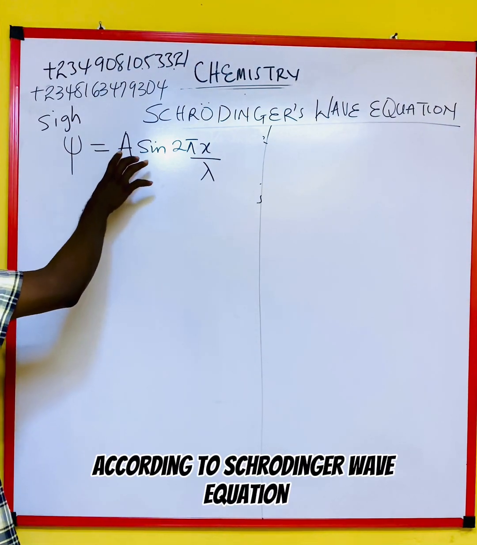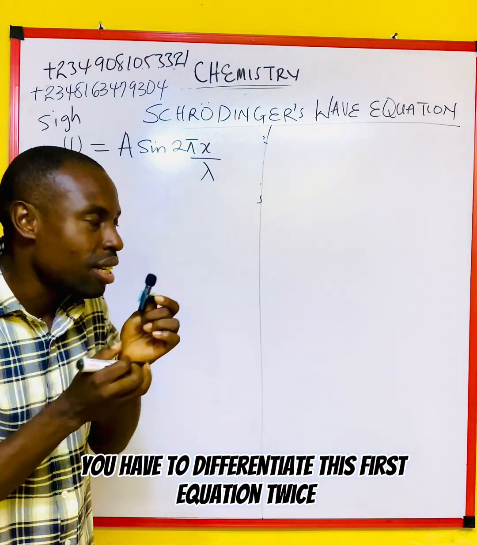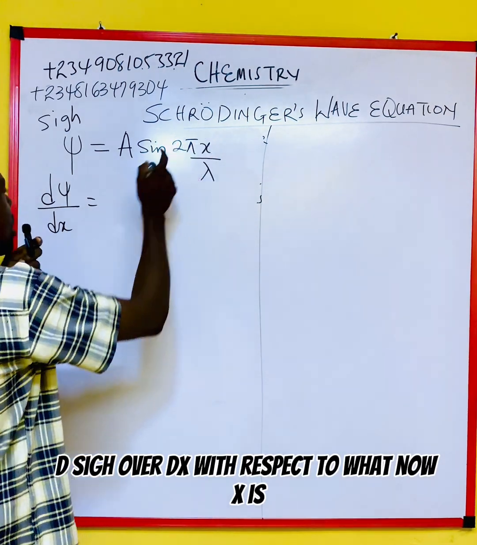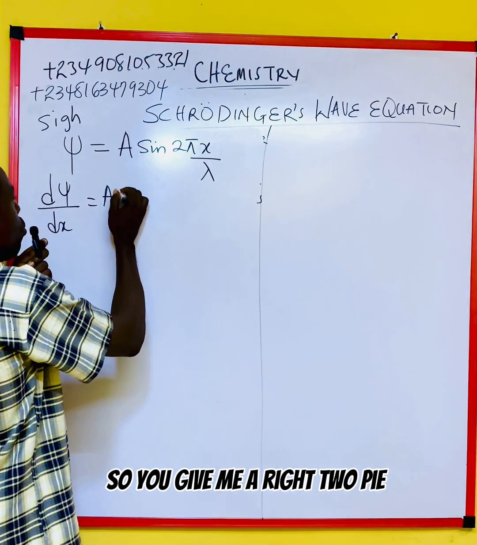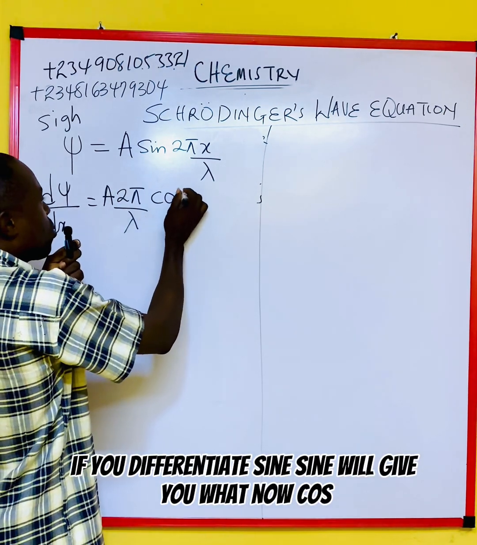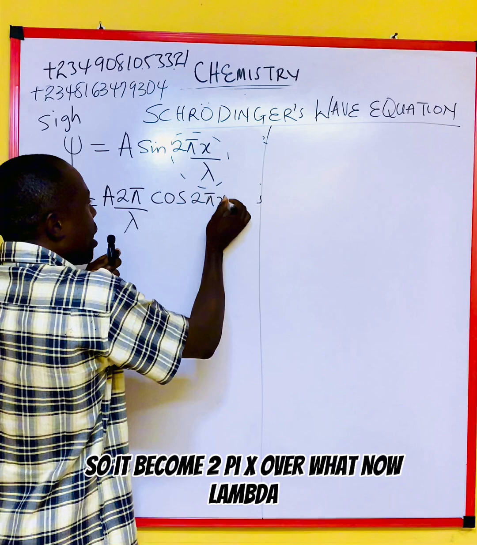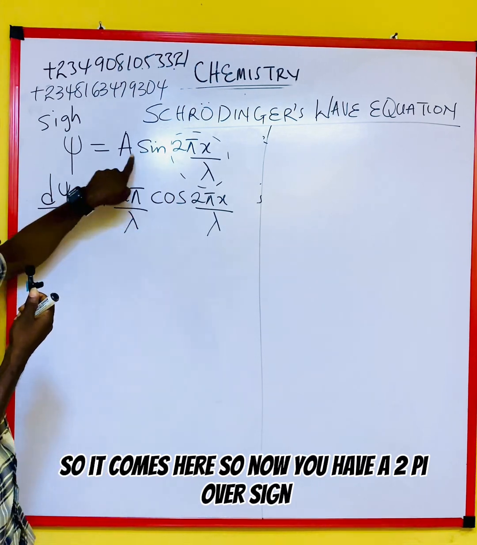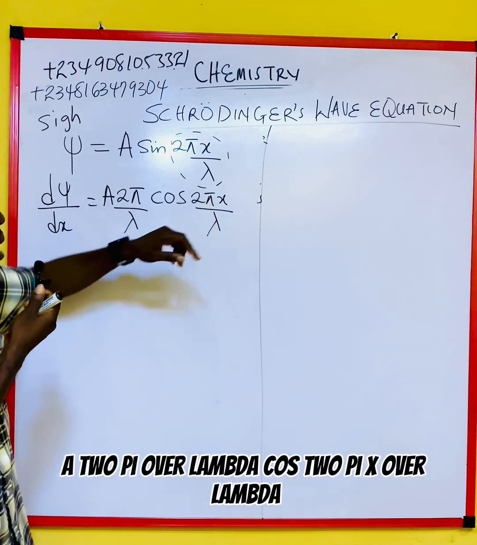Now remember, you have to differentiate this first equation twice, so d psi over dx with respect to x. The amplitude A is constant, so it stays. You give me A, 2 pi over lambda. If you differentiate sine, it will give you cos, then you put back everything with respect to x, so it becomes cos 2 pi x over lambda. So that's why you have 2 pi over lambda cos 2 pi x over lambda.